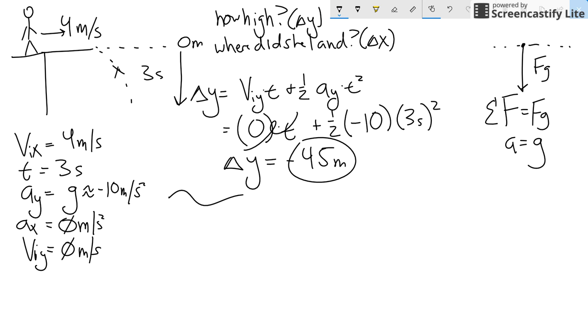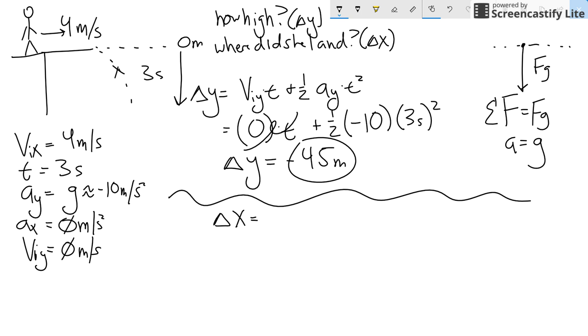Where did she land? Just give ourselves a little space here. I need to find delta x. I know velocity initial in the x direction, given to us. I know time. I know acceleration is 0. Let's plug and chug. Same formula we used before.